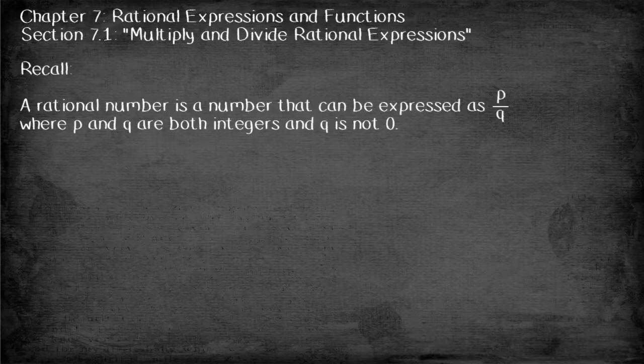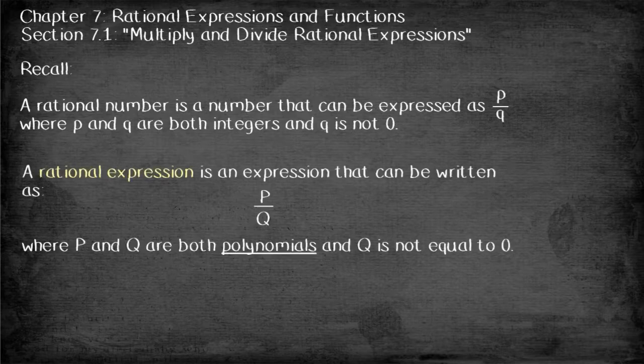Let's recap what we mean by rational. Remember that a rational number refers to a number that is expressible as a ratio of two integers. There's an analog to this for polynomials. A rational expression is an expression that can be written as p over q. So basically, a rational number is a ratio of integers. A rational expression is a ratio of polynomials.